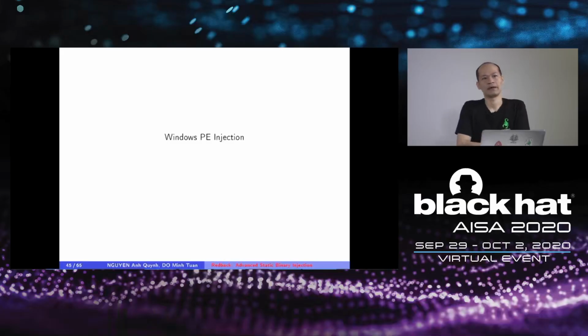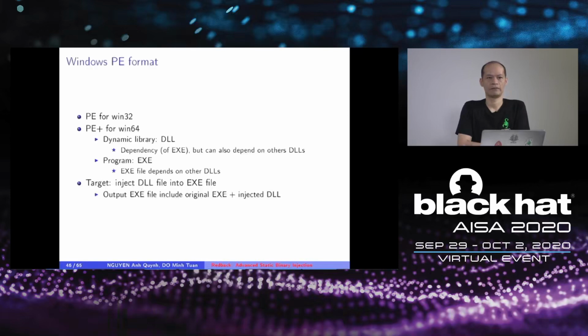Okay, so now let's see how Redback can inject into a Windows program. Windows programs have a format named PE, and we have PE format for 32-bit binary and PE plus for 64-bit binary. We have two main kinds of executable binary in Windows. The first one is DLL, which is for dynamic libraries, and one DLL can depend on many other DLLs. The second very important kind of binary is exe files, which is for programs, and one exe file can depend on many DLL files.